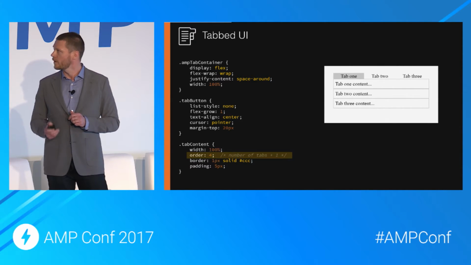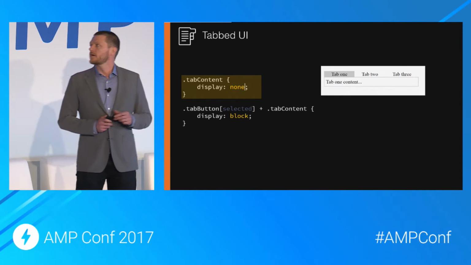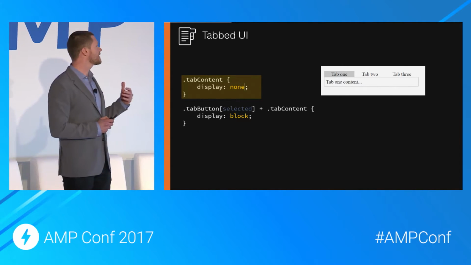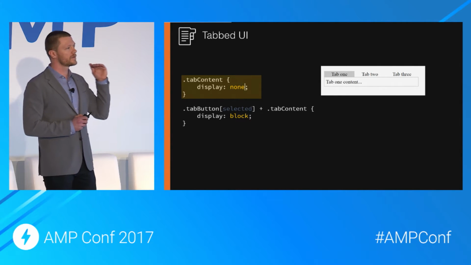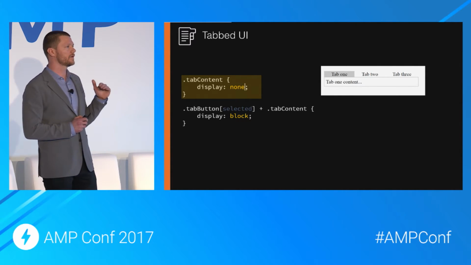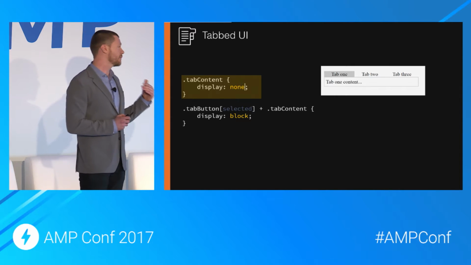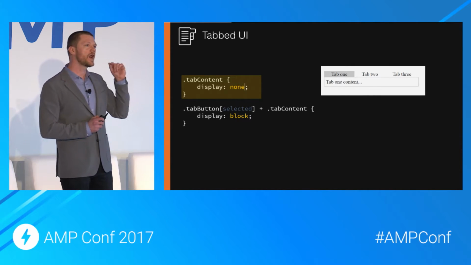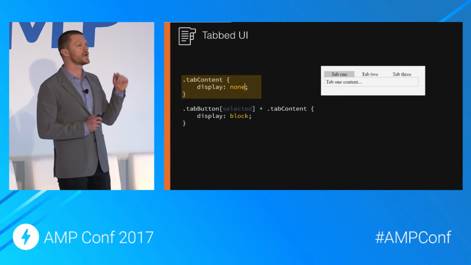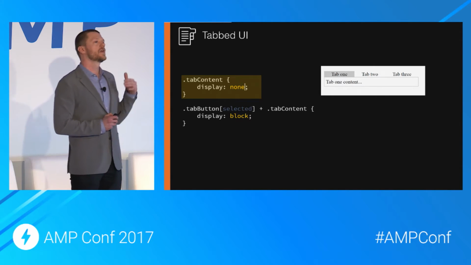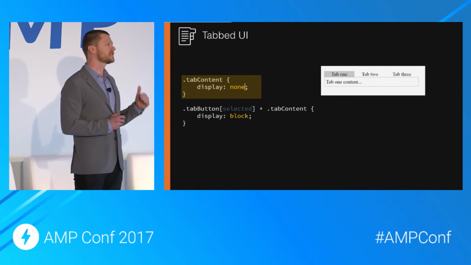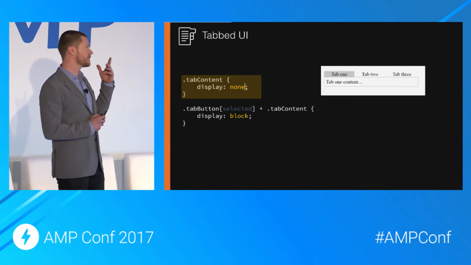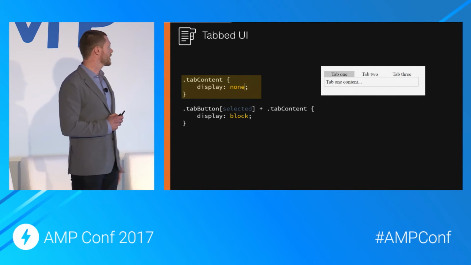AMP Selector, wrong button, sorry. So here, we're setting all the contents to display none by default, except for if the content block is immediately followed or preceded by a selected button. AMP Selector, when you tap on any option inside of an AMP Selector, it will add the selected attribute to that element. So here, by tapping on a button, it adds a selected attribute, which shows our content for the correct tab.